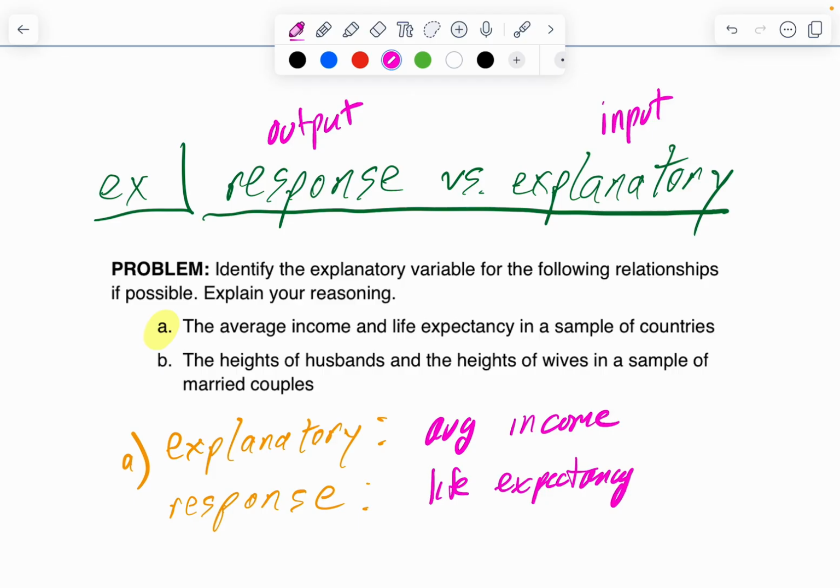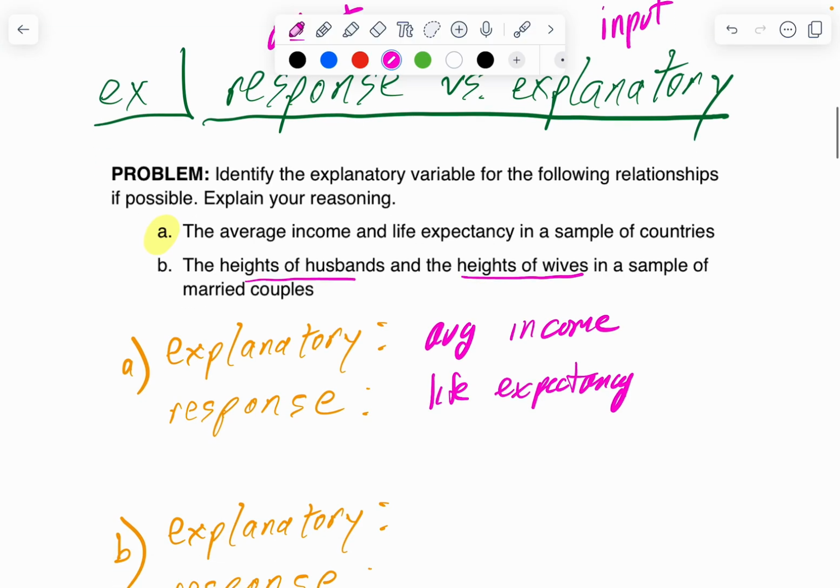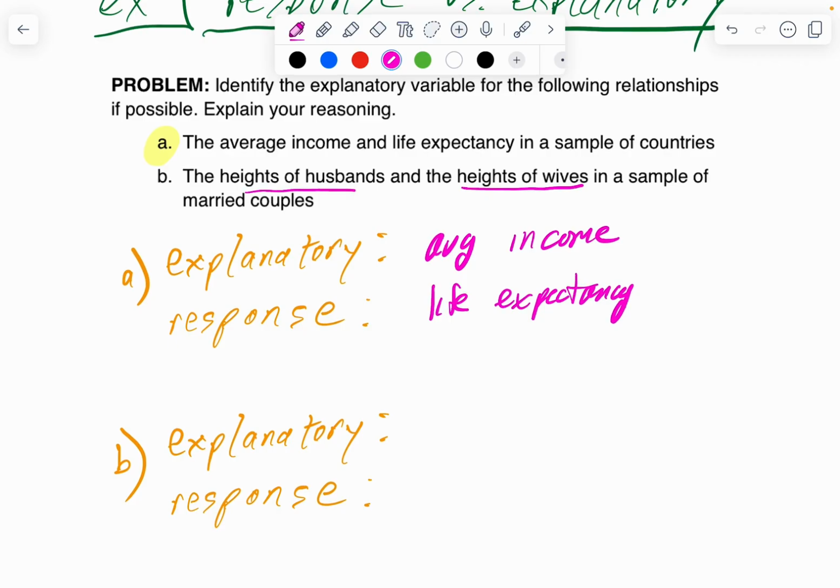In example B, the heights of husbands and the heights of their wives in a sample of married couples. One might argue, if you knew the height of the wife, can you predict the height of the husband? Conversely, someone might argue, well, if you knew the height of the husband, you might be able to predict the height of his wife. Because typically, husbands are a little bit taller than their wives. Typically, not always. So this is an example, in my opinion, where there's no clear distinction, and you could basically go either way on this one.